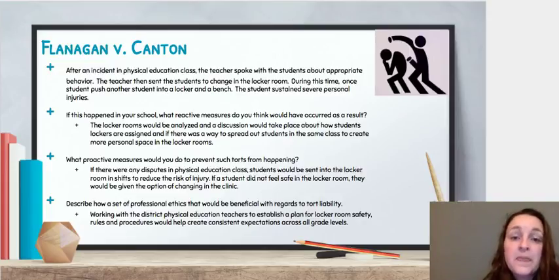A proactive measure I would want to see is, if there was a class that was a little heated, then the students go into the locker room and shifts.